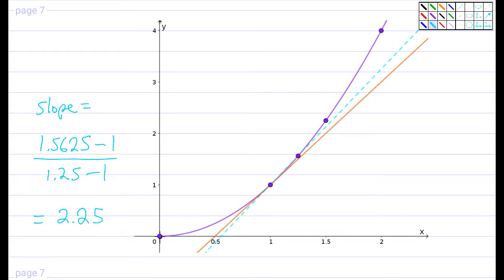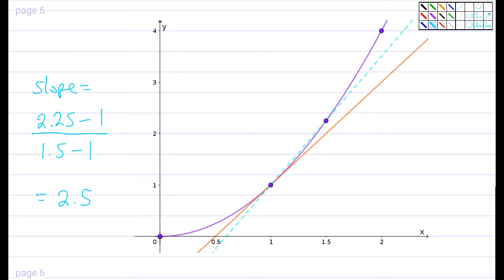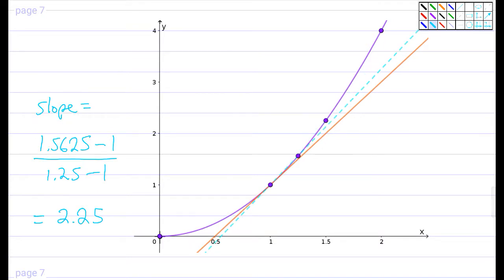So we started with a slope of 3. We moved the dot down, slope of 2.5. Move the dot down again, slope of 2.25. If I had to take a guess at this point, I would say that the slopes seem to be approaching the value of 2, and I'm kind of hoping that this orange line has a slope of 2.